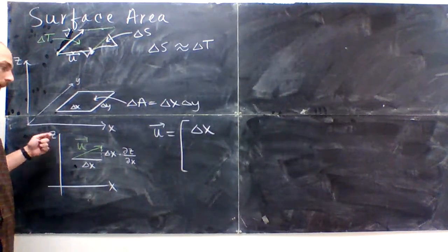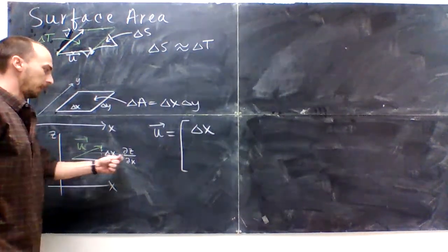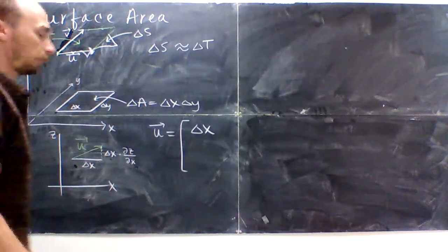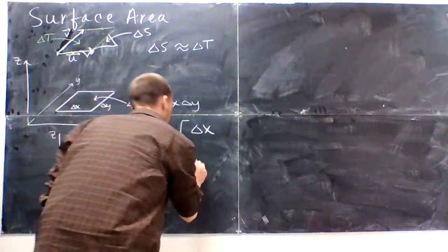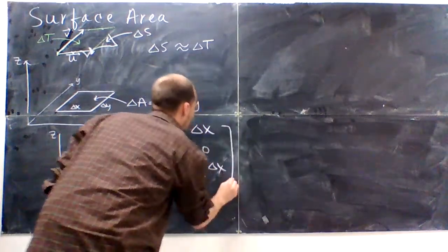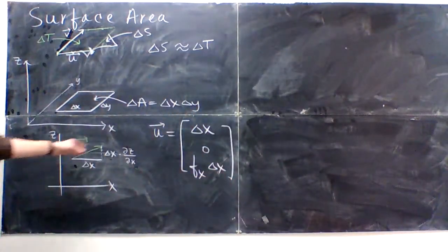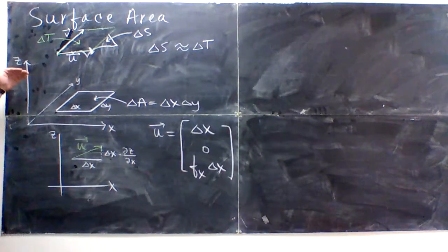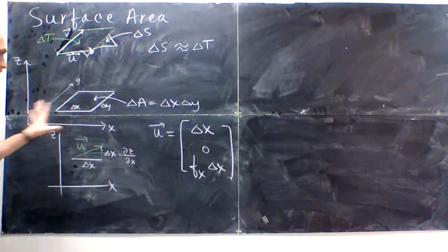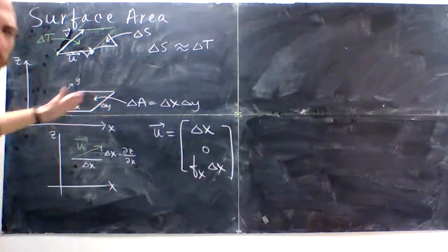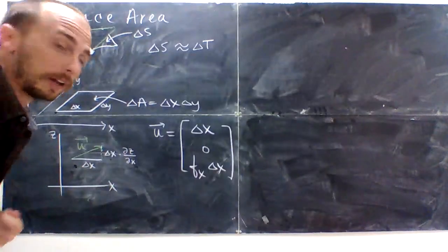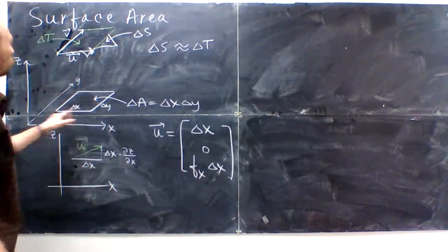In the z direction, it's changing by delta x times dz dx. Now I'm going to write that as fx delta x, just for brevity. I'm also going to say that this is 0 because over here, this is maybe not in the xz plane. It might be a little bit behind the xz plane or in front of it. But what I'm saying is that it sits in a plane that's parallel to the xz plane, right? Because it's sitting over here.